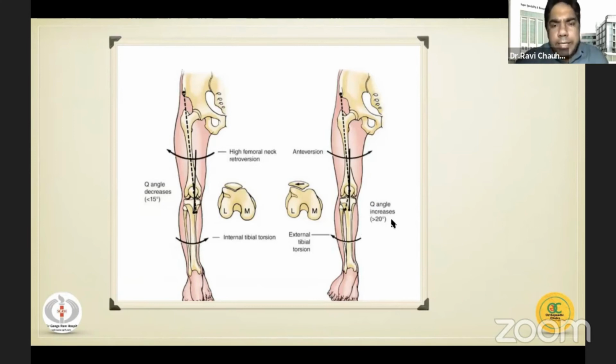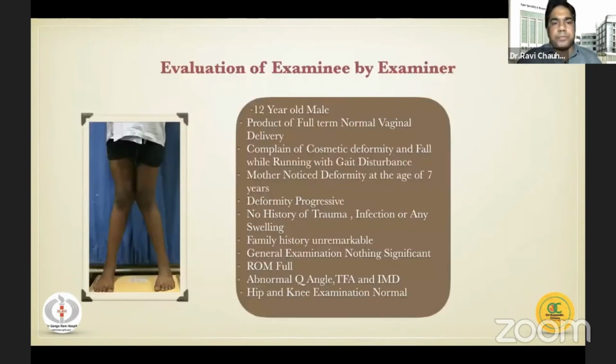Why is it increasing and decreasing? The basic phenomenon is this: this is the resultant of the quadriceps, and this is the resultant of the patellar tendon. Whenever the tibia rotates laterally, the tibial tuberosity moves outward, and this can cause an increase in the Q angle. And whenever the quadriceps resultant moves externally, it can also lead to an increase in the Q angle. That's why Q angle measurement is important, and every postgraduate should examine it, just to stamp whether there is a risk of patellar instability or not.